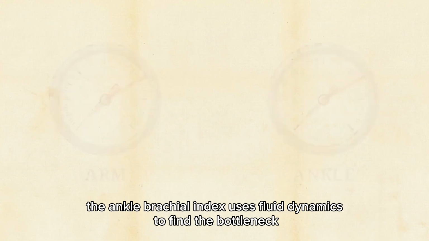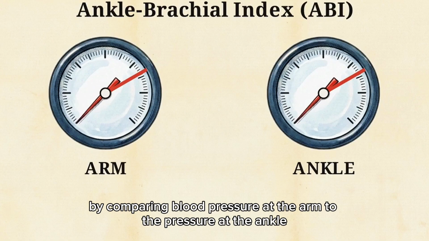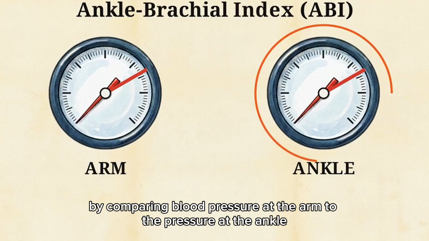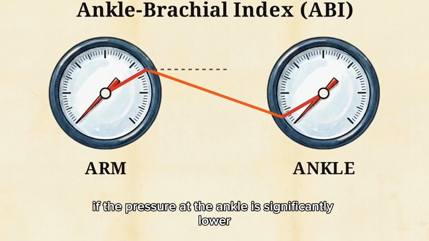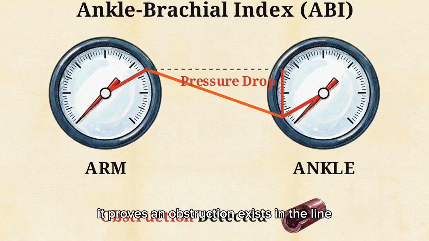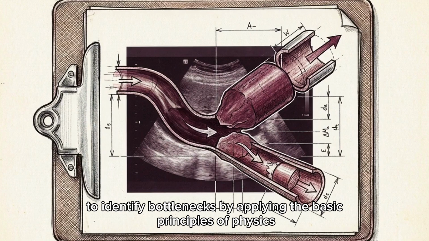The ankle brachial index uses fluid dynamics to find the bottleneck. By comparing blood pressure at the arm to the pressure at the ankle, doctors look for a gradient drop. If the pressure at the ankle is significantly lower, it proves an obstruction exists in the line. Using these pressure differences allows clinicians to identify bottlenecks by applying the basic principles of physics.